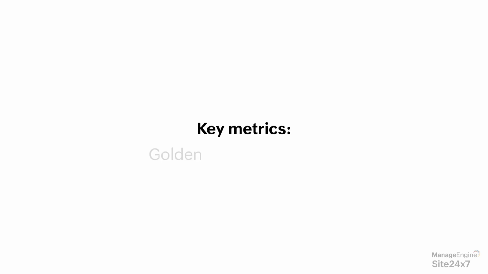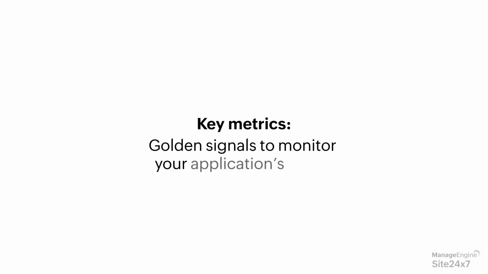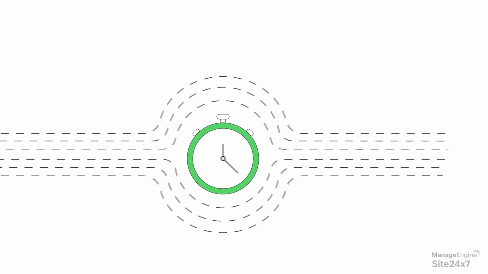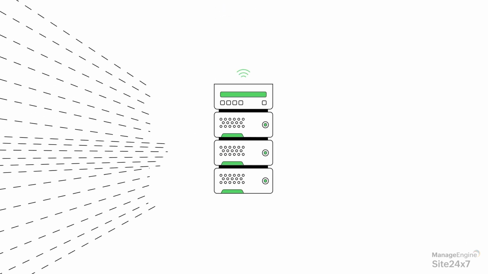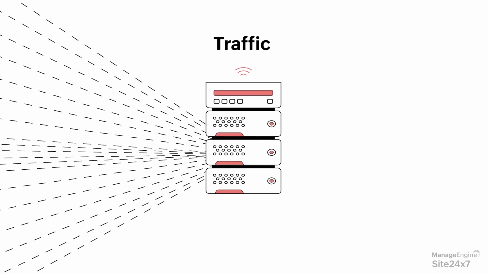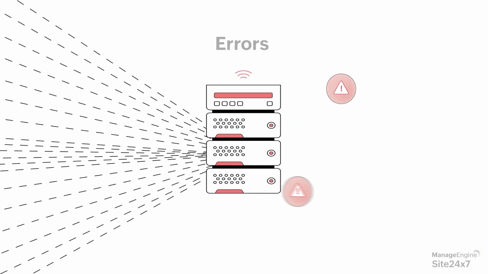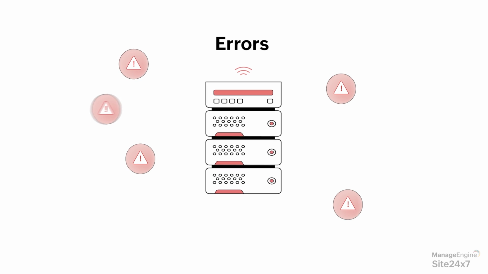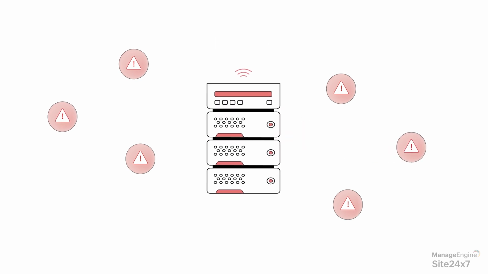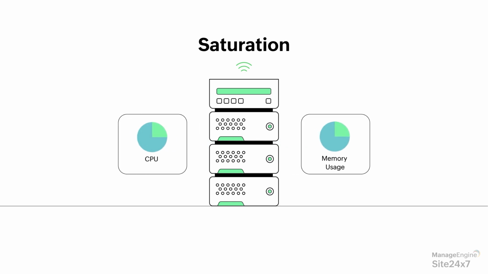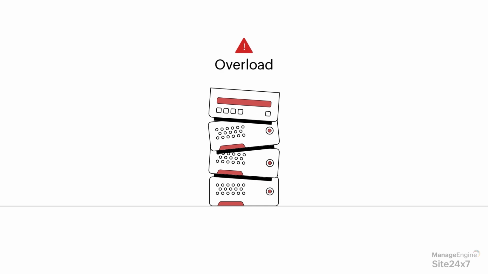Key metrics: the golden signals. Most application performance monitoring tools track what are known as the golden signals of monitoring. Latency: the time it takes your application to respond to a request. Traffic: the volume of requests your app handles, often measured in requests per second. Errors: the rate of failed or problematic requests, anything from 500 errors to failed validations. Saturation: a measure of system load or resource usage, showing how close your infrastructure is to hitting its limits.